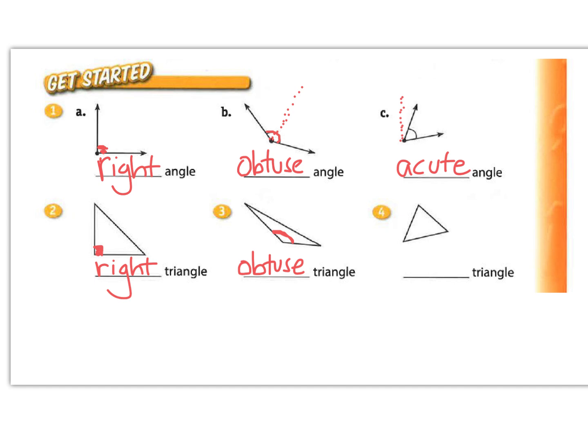And then number 4, you can see all these little angles right here. Those are all less than 90 degrees. They're all less than a right angle. So this is an acute triangle.